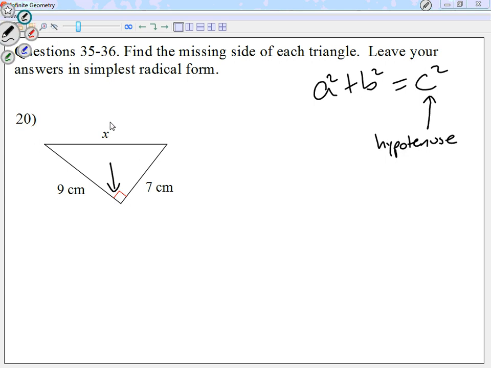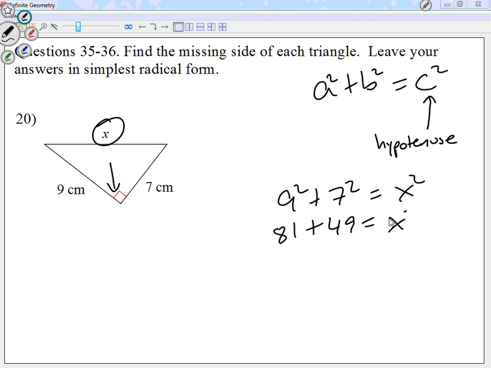So here, the hypotenuse is x. Except the other two, one of them is a, one of them is b. Who cares which one is which? The way I'm going to set it up will be 9 squared plus 7 squared equals x squared. I know 9 squared is 81. 7 squared is 49. Now this is equal to x squared. 81 plus 49, that's 130. And that's equal to x squared. So if x squared equals 130, I'm going to say x must be equal to the square root of 130.